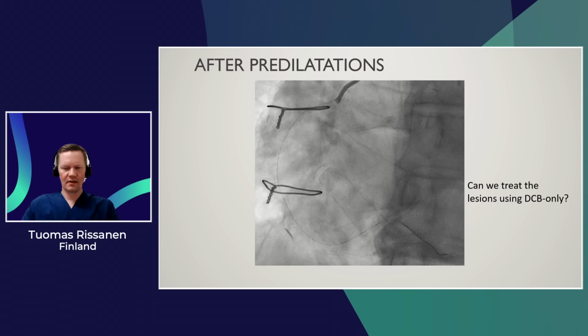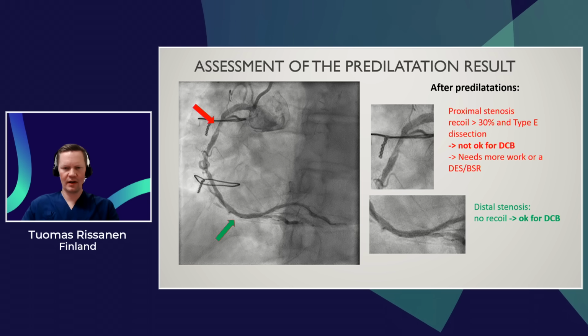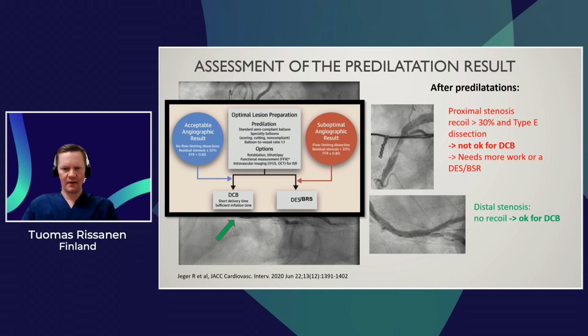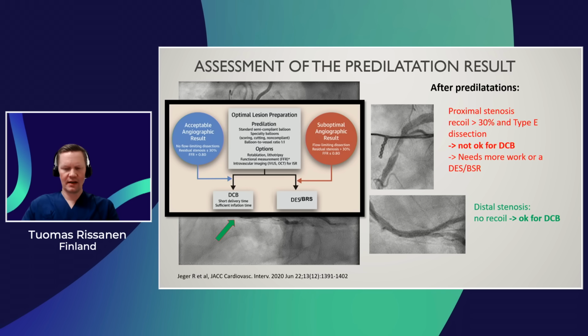I think the distal lesion looks almost like a stent-like result, and there is dissection and recoil in the proximal part. If you look at the consensus document, it clearly says that if there is recoil over 30% or type C dissection or above, you should do stenting or scaffolding of the lesion. But if the angiographic result is optimal or there is less than 30% recoil and TIMI flow is 3, then you can go with DCB safely.